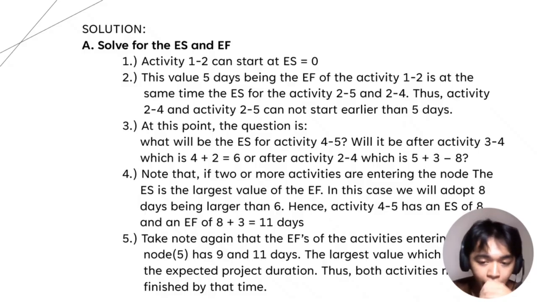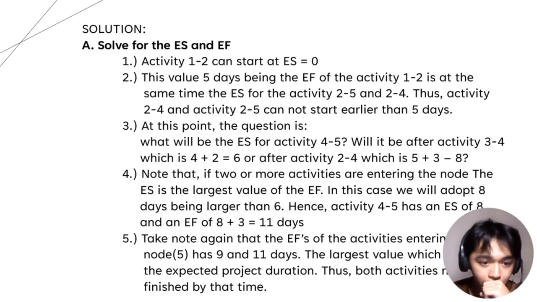So this is the solution for illustration 6 to 3. Solve for the ES and EF. So number 1, activity 1 to 2 can start at ES equals 0. Number 2, this value 5 days, being the EF of activity 1 to 2, is at the same time the ES for activity 2 to 5 and 2 to 4. Thus, activity 2 to 4 and activity 2 to 5 cannot start earlier than 5 days.